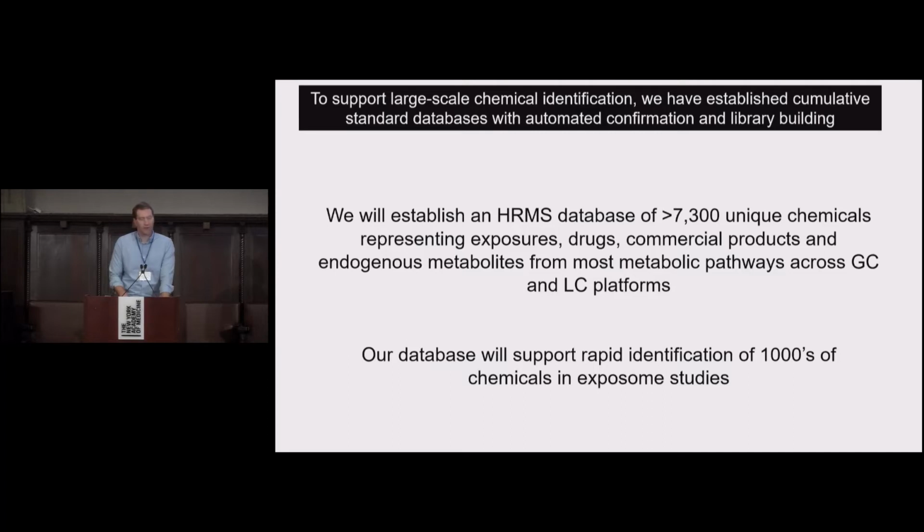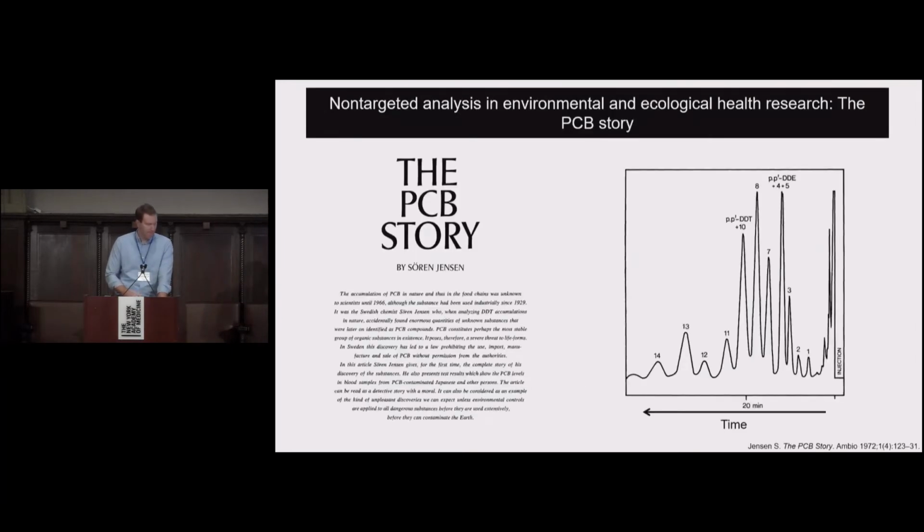And so what we're hoping to do is build a resource, and this will be publicly available and open to any researcher who's interested in it, that has confirmation and identification information, including retention times, m/z, and MS/MS when we can get it, for over 7,000 compounds. And this will allow us to support rapid identification of thousands of chemicals in exposome studies and greatly increase our ability to harmonize and merge these across cumulative databases.